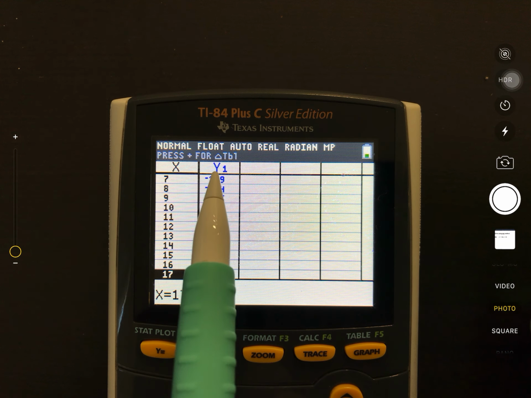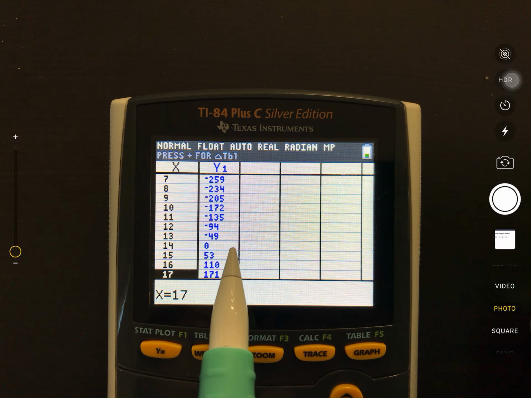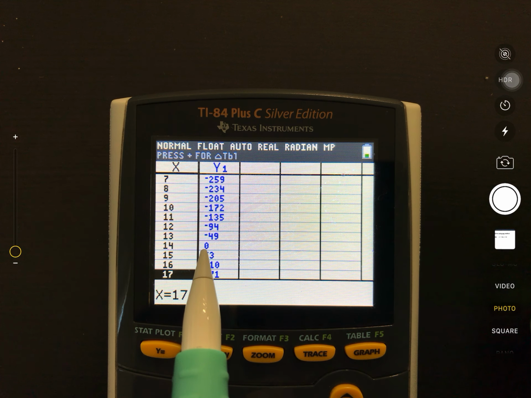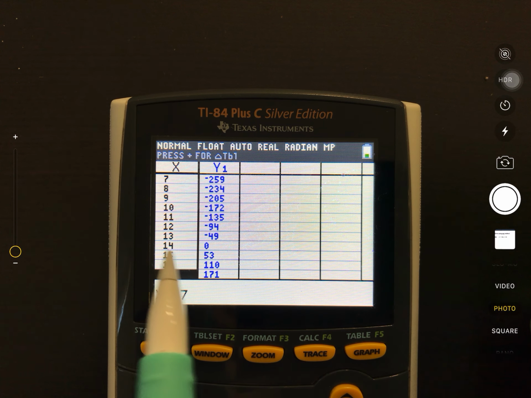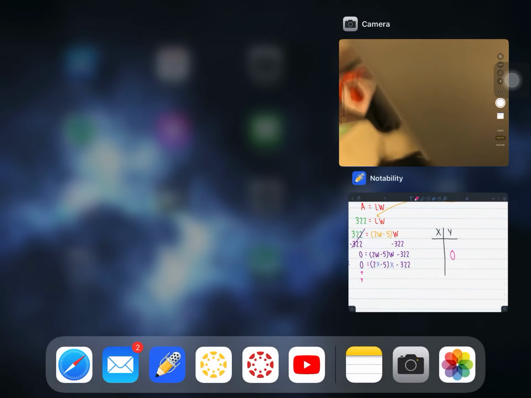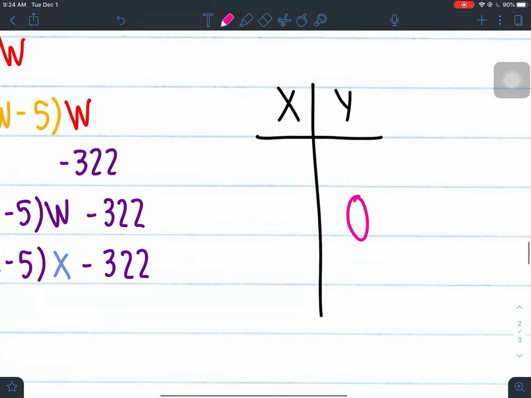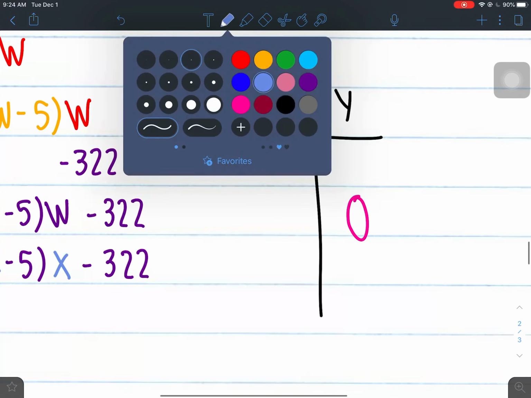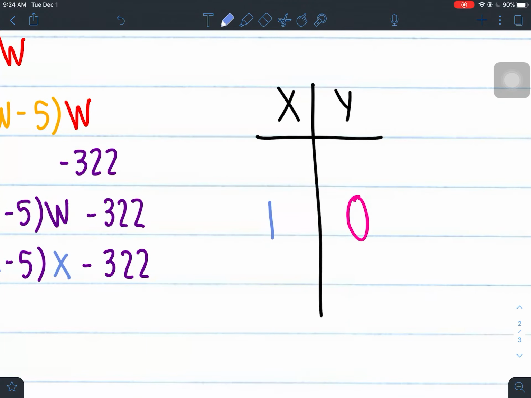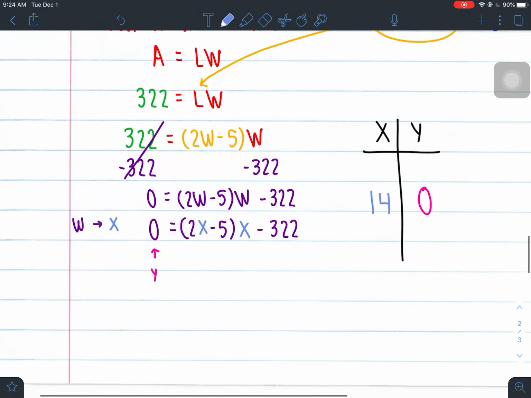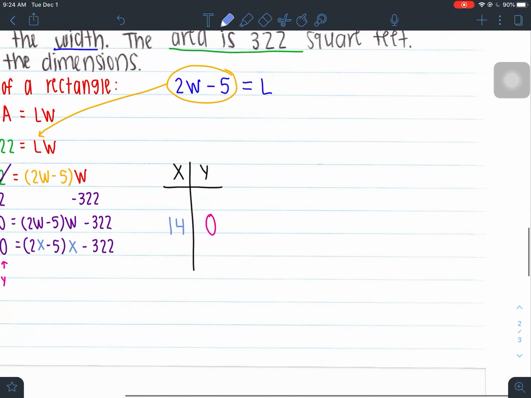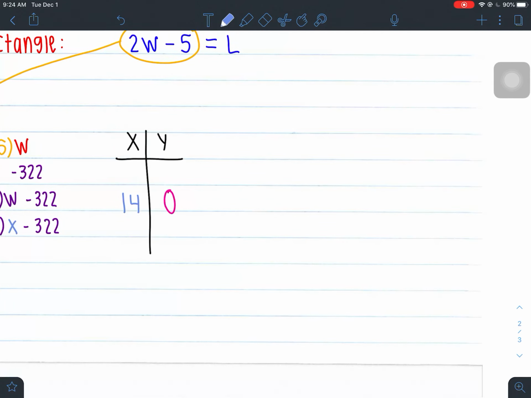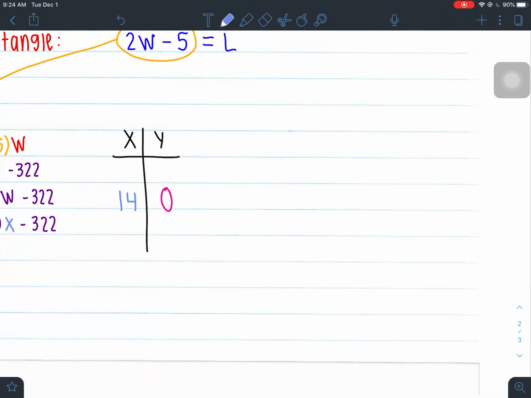All right, so I found 0 in the y column, because remember, we want y to be equal to 0. We're looking for the x-intercept, basically. So what is our x value when y is 0? It's 14. So in our table, in our calculator, we've got that x was equal to 14 and y is 0, because we're looking for y to be 0 here. And again, we'll have practice with the next problem, because this is super weird. So we got x equals 14.